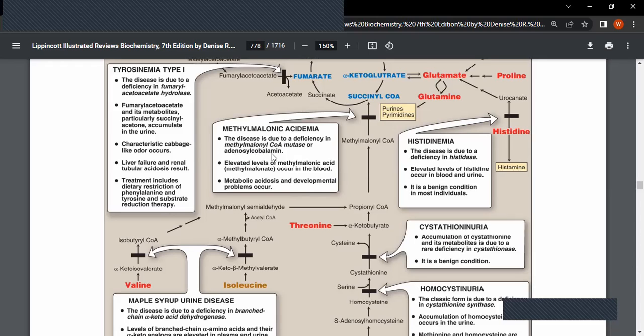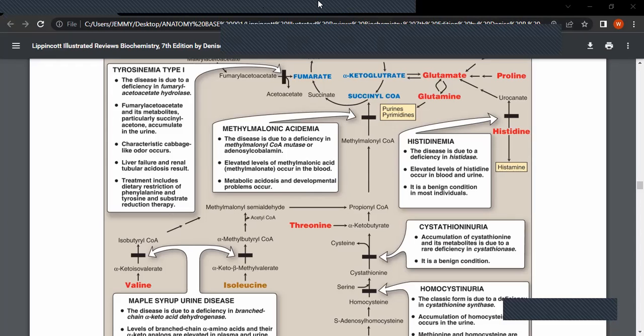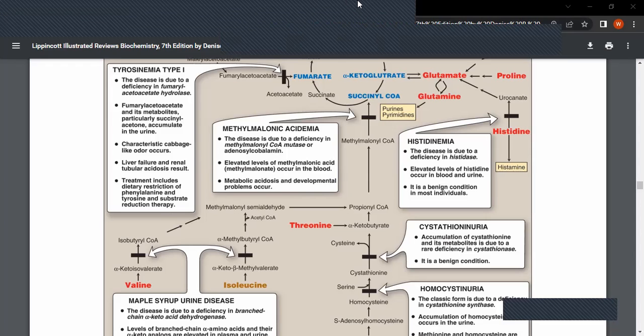So thank you for your time, and yeah, that was the metabolism of methionine, and some diseases that affect that pathway.